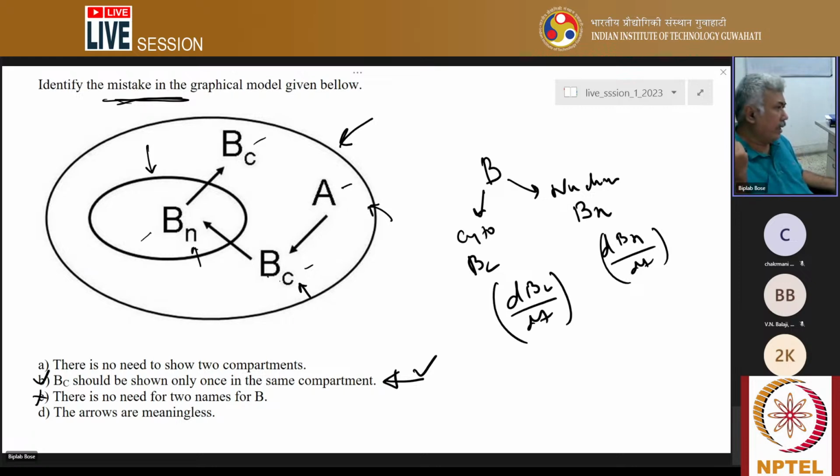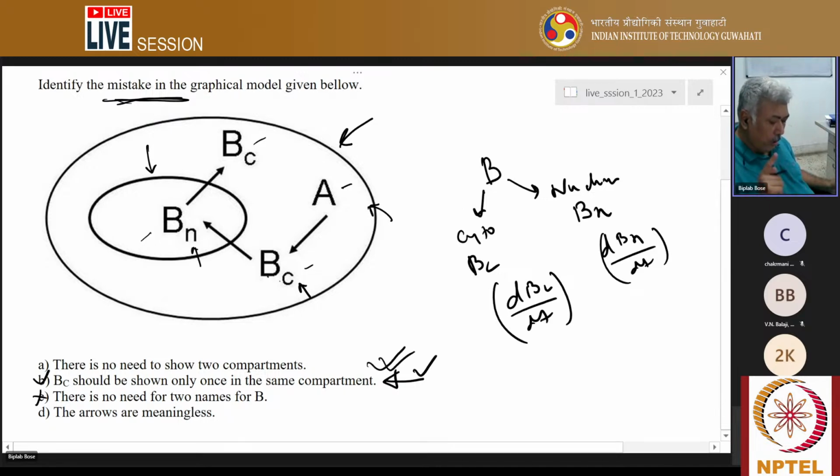The fourth option: arrows are meaningless. Obviously, they are not meaningless, because without the arrow, how will I know the story that A is becoming B, and B is going to the nucleus? How will I know? So arrows are not meaningless. We need the arrows.